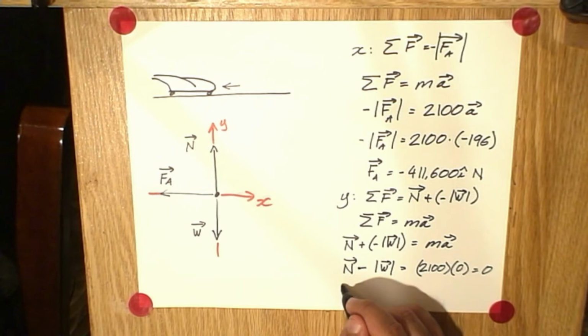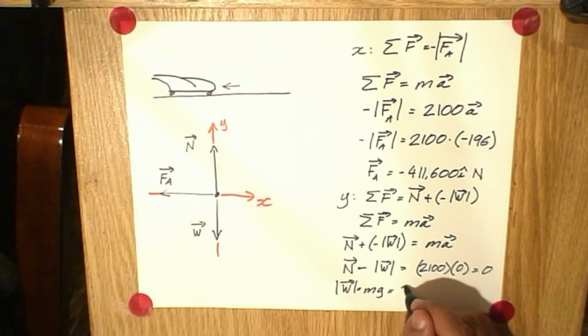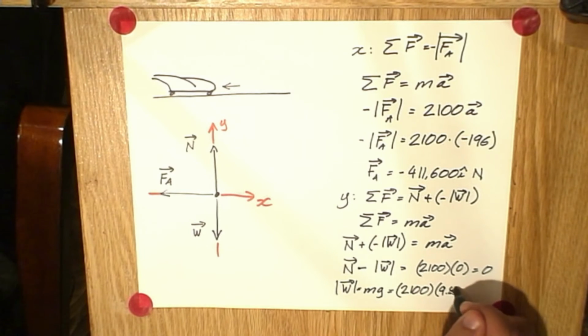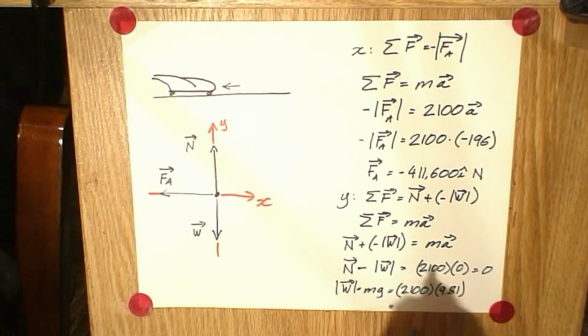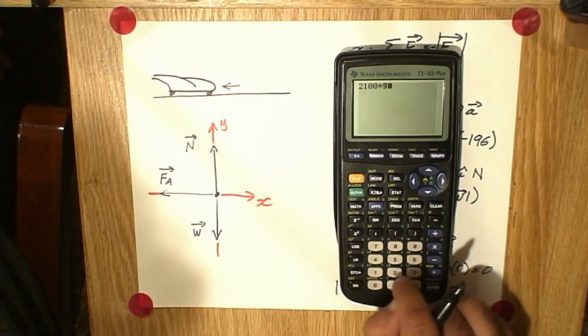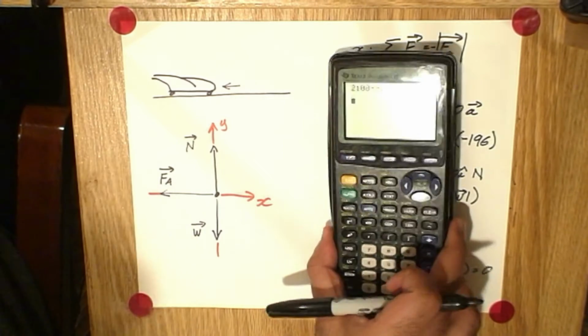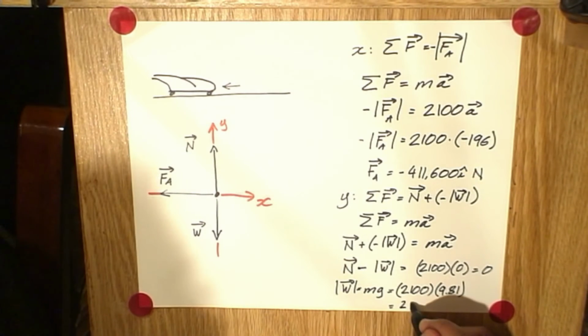How big is the weight? The weight is given by mg, that is mass, 2100, times g, 9.81. And that works out to 20,601 newtons.